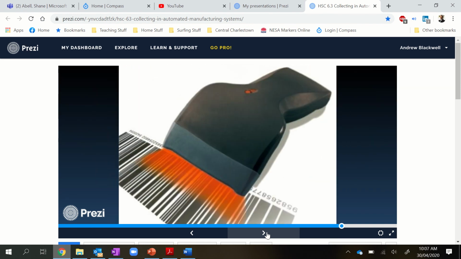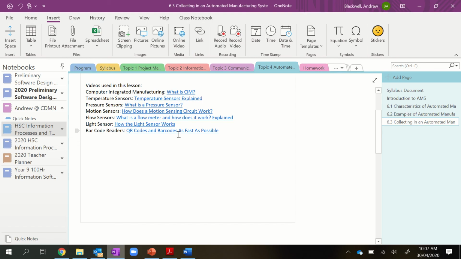Now, barcode readers look like this, and of course the barcode reader is shining a laser and using a light sensor to actually recognize the black. It's not recognizing the white, and it's recognizing the thickness of the black as well. I do have a video here that explains how QR codes and barcodes work from As Fast as Possible, which is a YouTube channel, and it is very helpful to explain. For example, he says that with barcodes you can only read a certain amount of numbers, whereas QR codes are pretty much unlimited, and that's why we moved to QR codes.